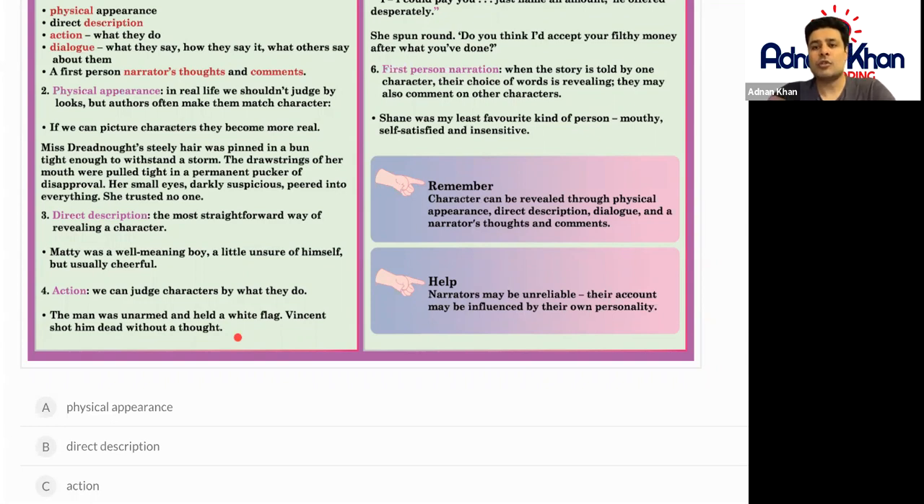So it just shows you the character of the person, the man with the white flag, that he was innocent and he didn't want any conflict. Whereas it also shows you the character through the action of Vincent, who shot him dead without a thought and just did not give him a chance.